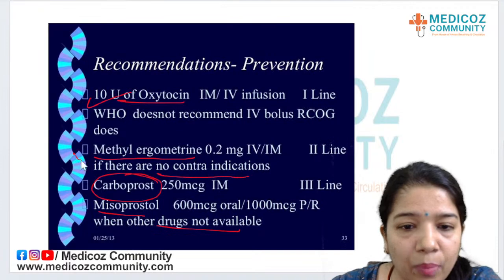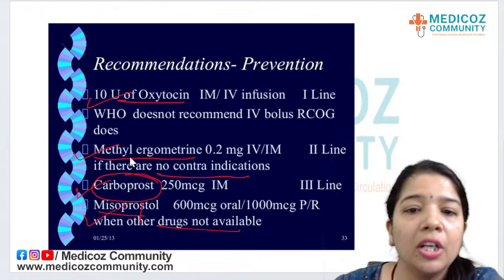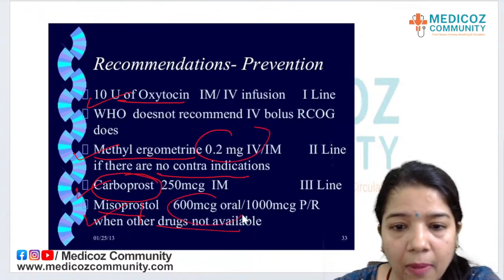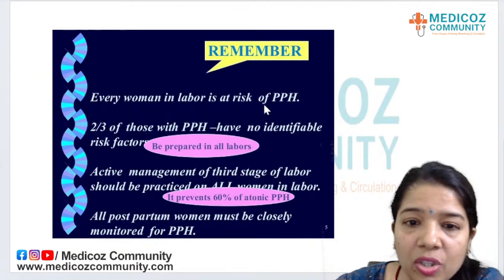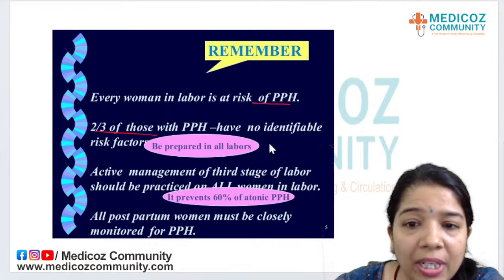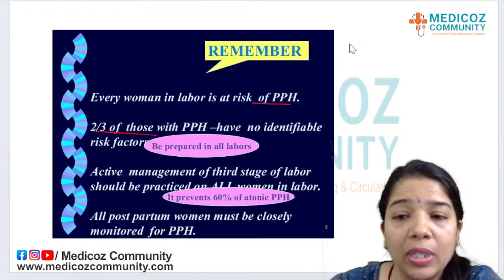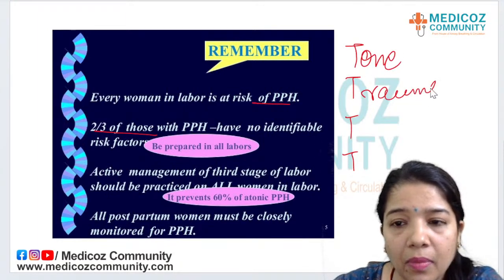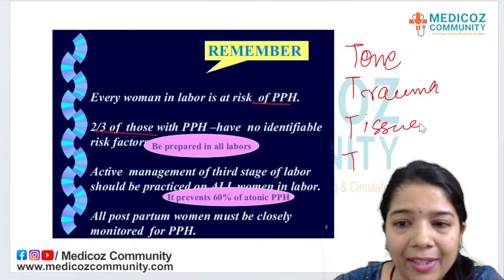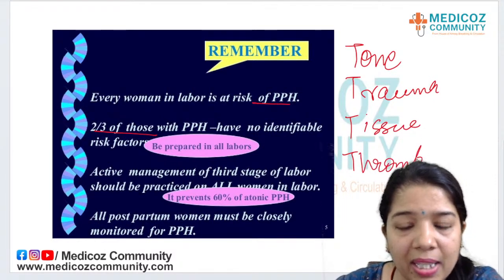The order is very important. Okay, the order is very important. The dosage we will learn gradually. Okay, remember, every woman in labor is at risk for PPH. 2/3 of those females actually don't have any identifiable causes. We know that in PPH the 4 T's you all know, right? Tone, trauma, tissue and thrombin. Okay, it's very simple, very easy to understand.